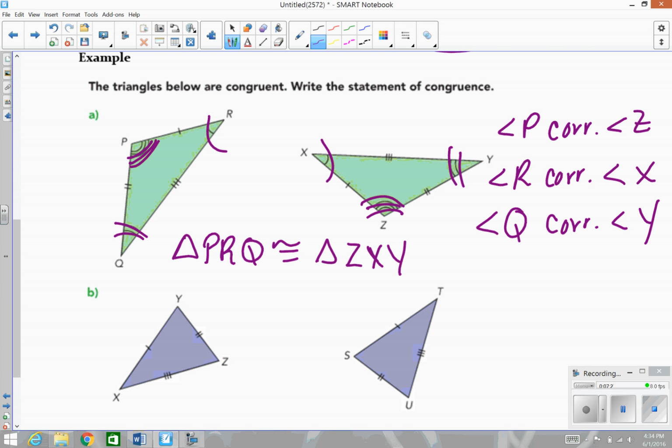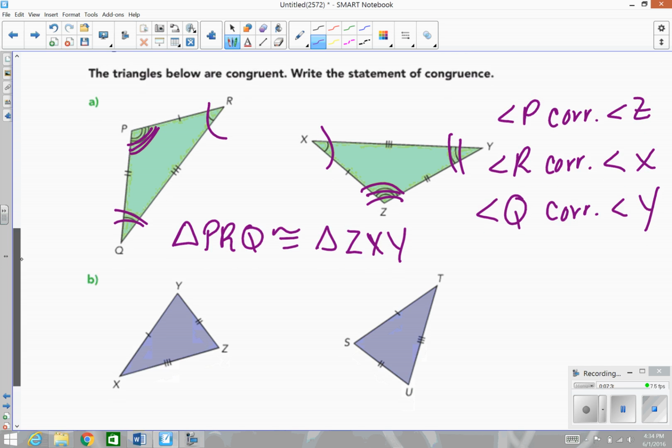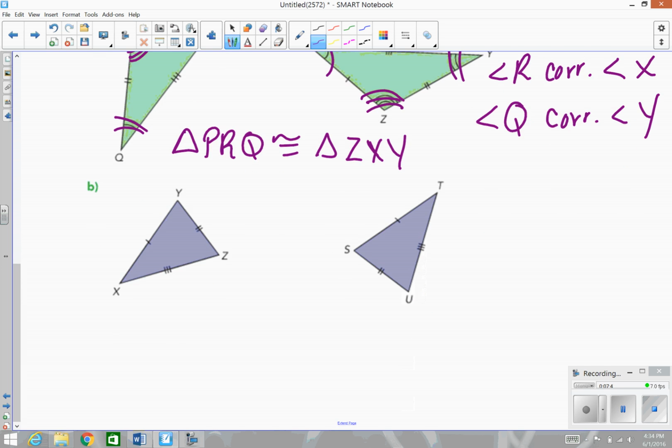Okay, and you do have to match them up. So when I write this triangle, P needs to match with Z, R needs to match with X, and then Q needs to match with Y. Okay, looking at the next one. These we're looking at sides. So we can say that XY corresponds to or is congruent to ST.